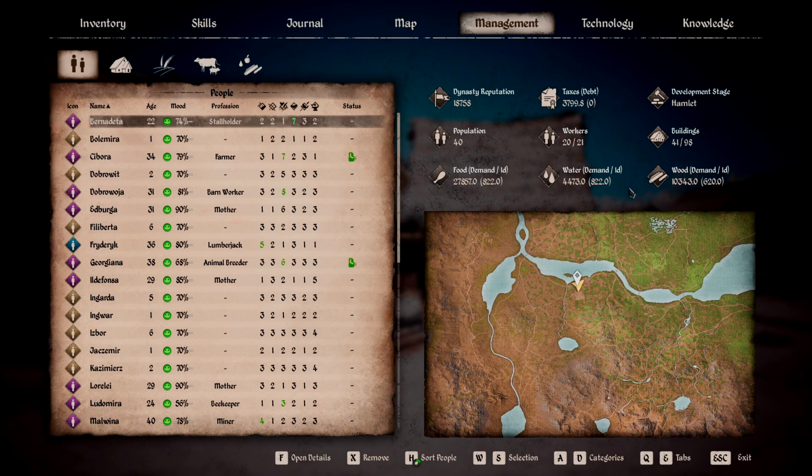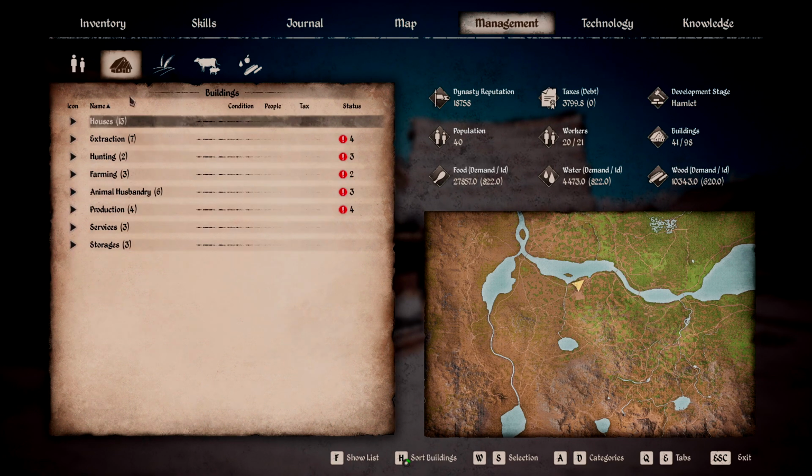But basically, when it comes to managing, you can use your demand here. I know that they need 822 food a day. I can then go through my hunting, my farming, my animal husbandry, all these things. Primarily production, I'd look at hunting and the kitchen for my needs here.